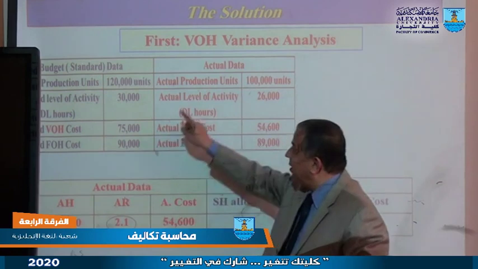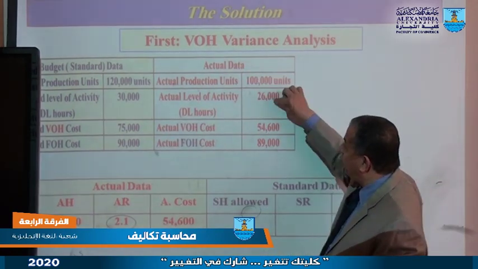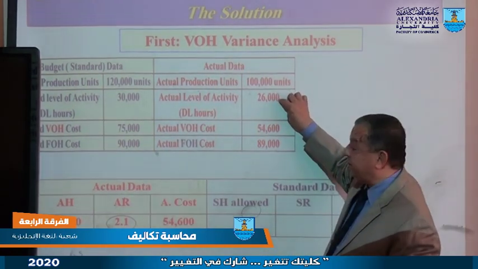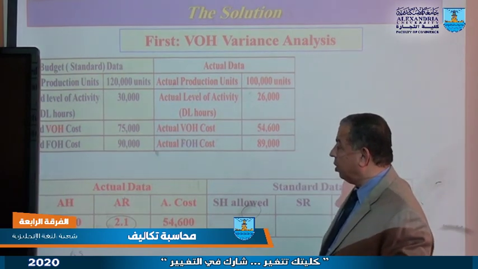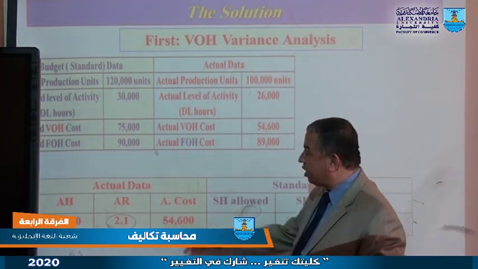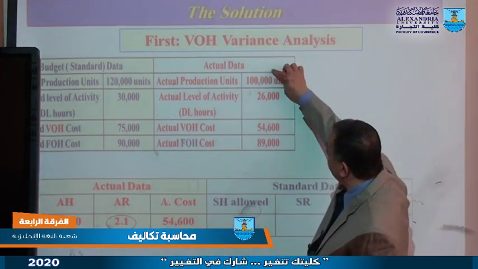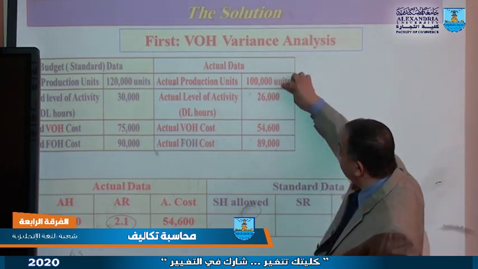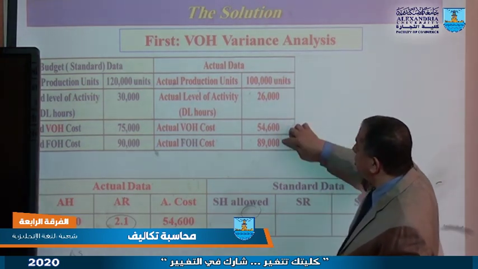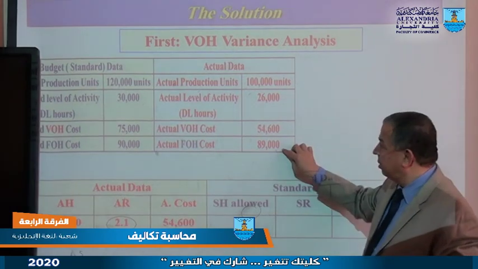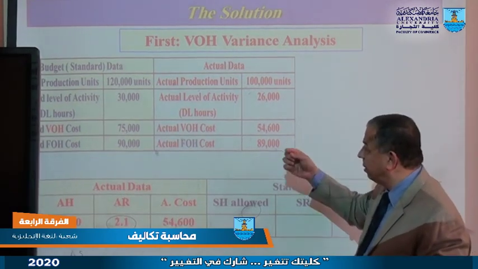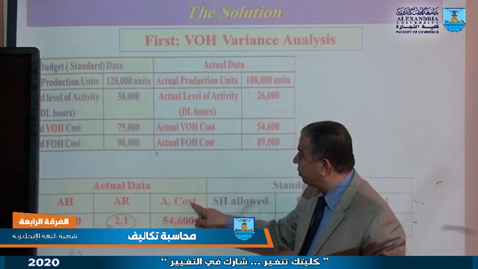26,000. Again, I need actual hours, and actual hours is given. Okay. I need the actual rate. There is no actual rate per hour, but I have the actual cost.